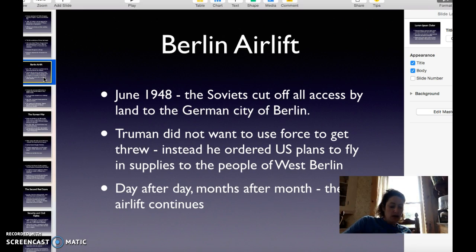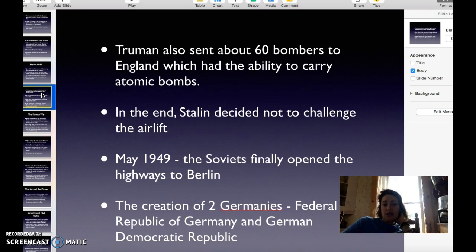This is another kind of rift-causing situation between the Soviets and the U.S. In June of 1948, the Soviets cut off all access by land to the German city of Berlin. Truman did not want to use force to get through. Instead, he ordered the U.S. planes to fly in supplies to the people of West Berlin. Day after day, month after month, the airlift continued.